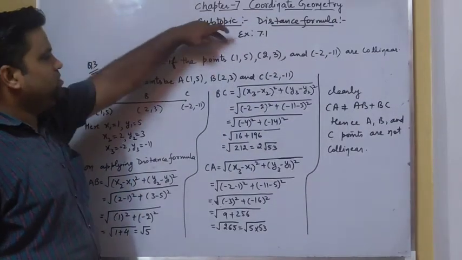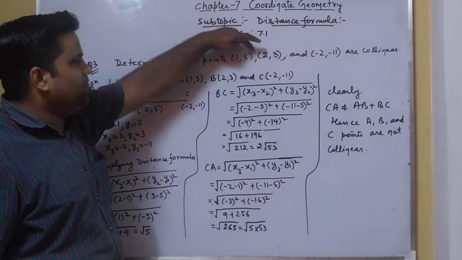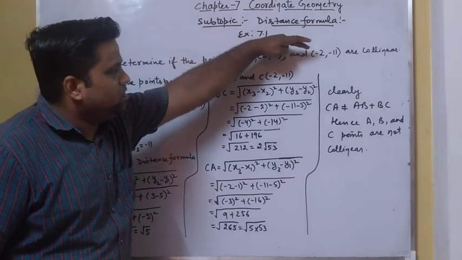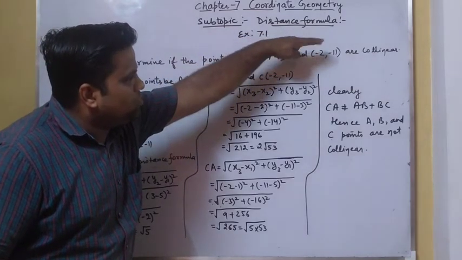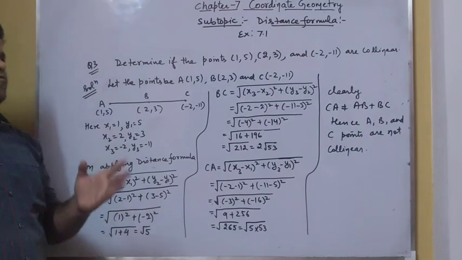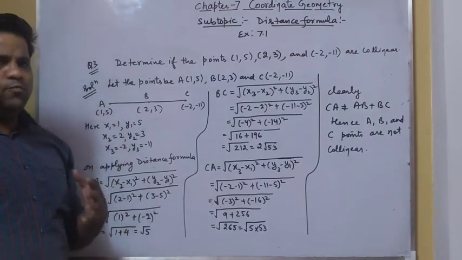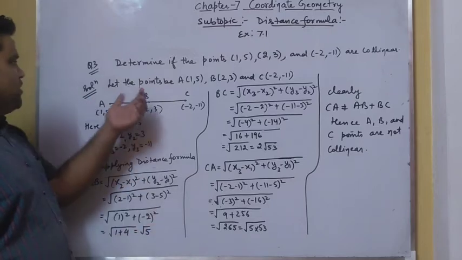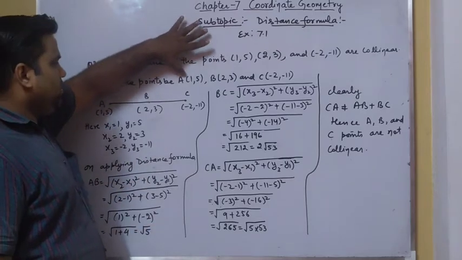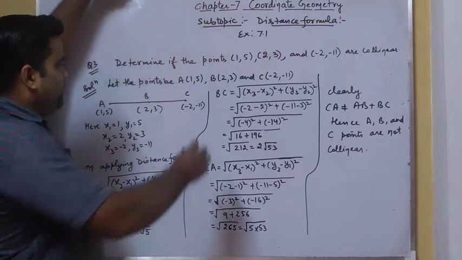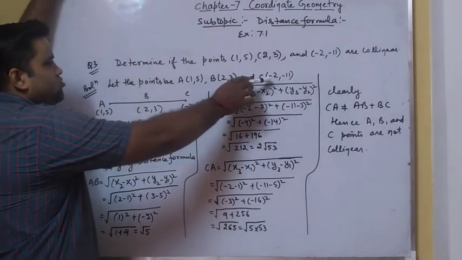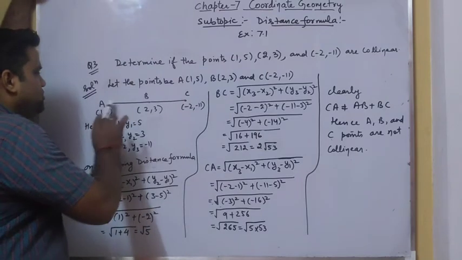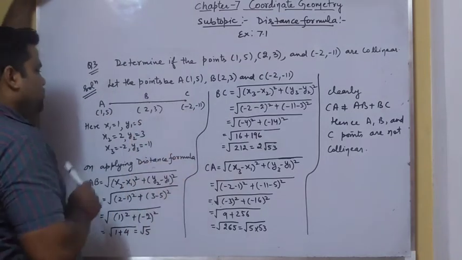Question number 3 of exercise 7.1: determine if the given points (1, 5), (2, 3) and (minus 2, minus 11) are collinear. First of all, we need to understand the meaning of collinear points. Points which lie on the same line are called collinear points. So here we consider point A with coordinates (1, 5), B with coordinates (2, 3), and C with coordinates (minus 2, minus 11). If these points lie on the same line, then they are collinear points.